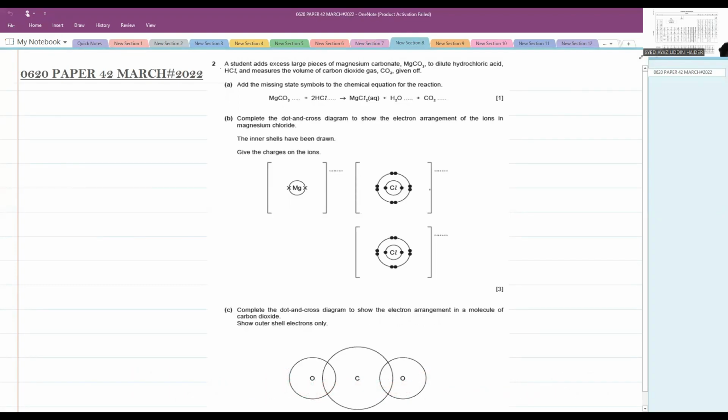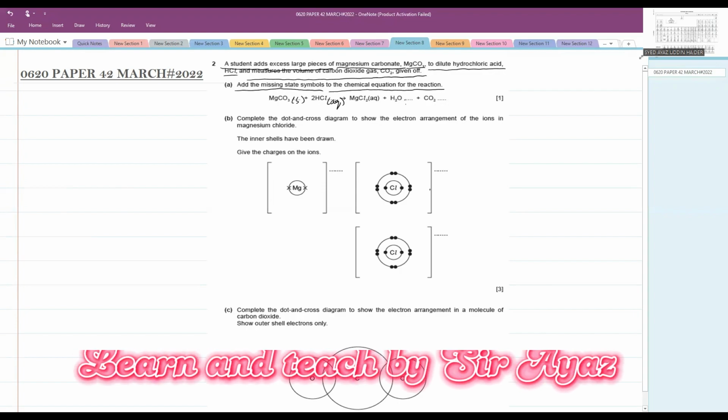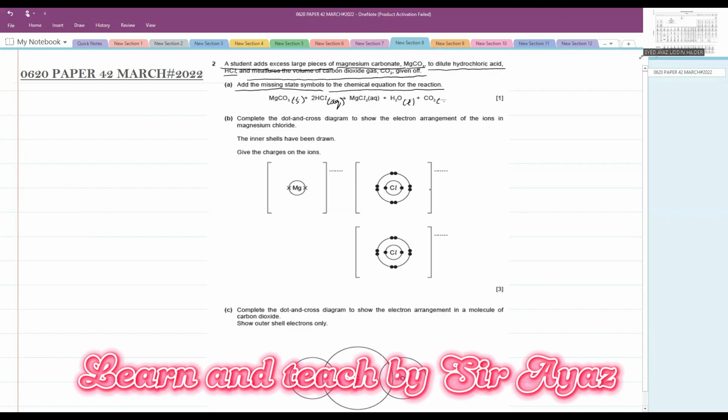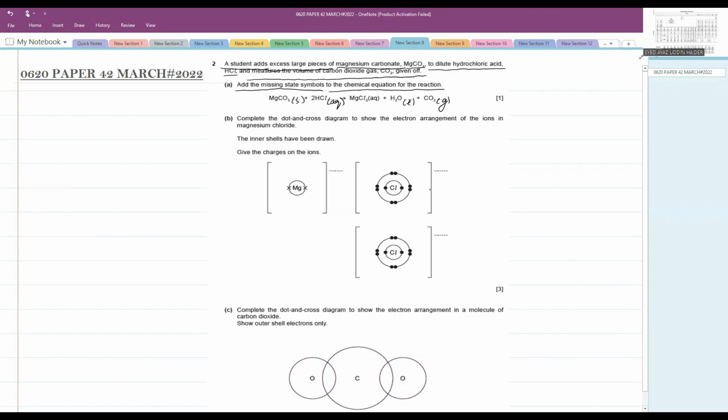Question number 2. A student adds large pieces of magnesium carbonate, MgCO3, to dilute hydrochloric acid, HCl, and measures the volume of carbon dioxide gas, CO2, given off. Add the missing state symbols to the chemical equation for the reaction. It is clear from the question that magnesium carbonate exists in the solid state, so you will write S here. And we know that acids or alkalis exist in the aqueous state. H2O exists in the liquid state, so you write L here. For CO2, you write G, as carbon dioxide exists in the gas state.